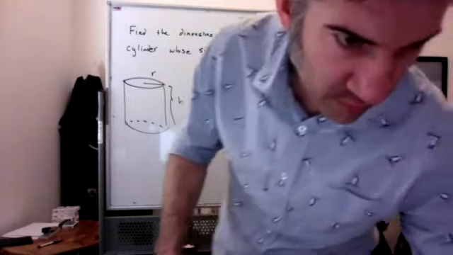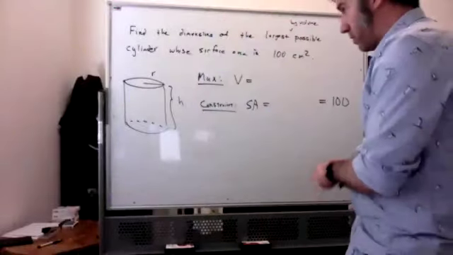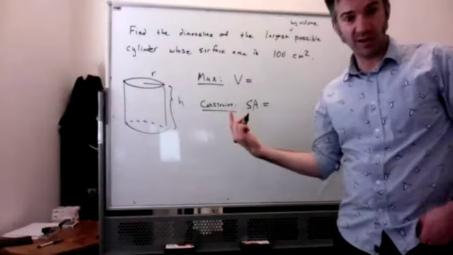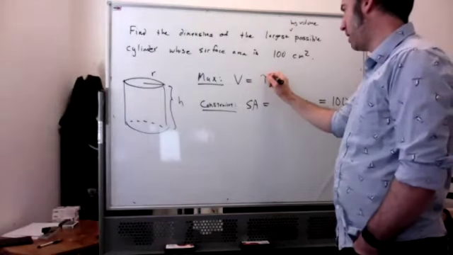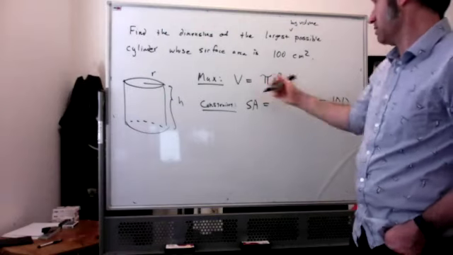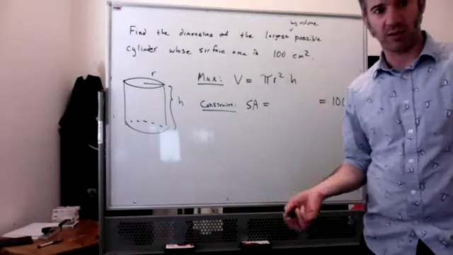Okay, so let's see what we've got here. So for a cylinder, the volume is the base area, which is a circle. So pi times the radius squared, that's the area of the circle. And the height is the height. So there's your equation for the volume of a cylinder, pi r squared times the height.